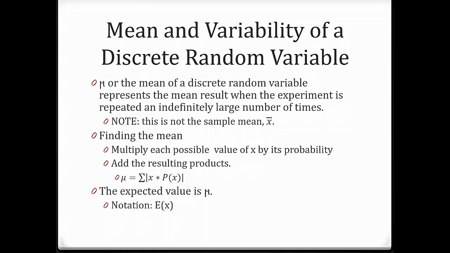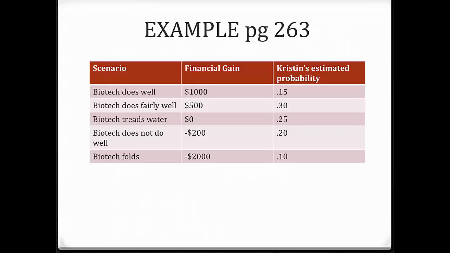So the best way to explain expected value is I invested in a biotech company. This is, again, page 263, probably from the second edition of Discovering Statistics, so you might not actually find it. So you invest in biotech, and if it does well, you get a financial gain of $1,000, and the probability of that happening is 0.15. Biotech does fairly well, and that's $500. The probability there is 0.3. Biotech treads water, neither here nor there. You just stay the course, and that's 0.25.